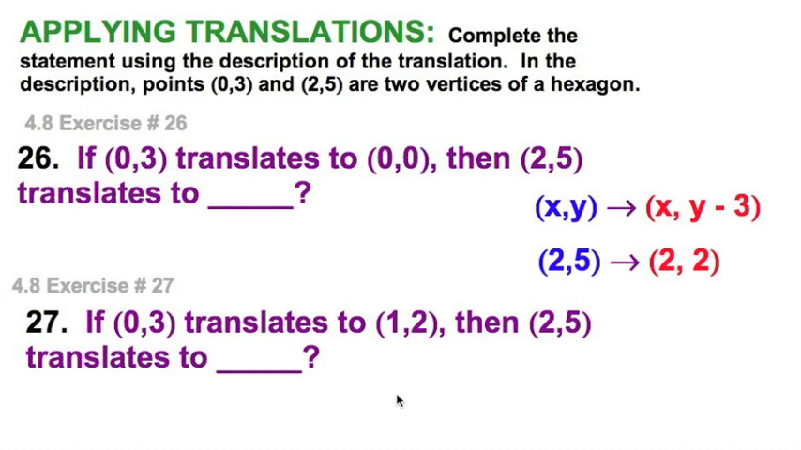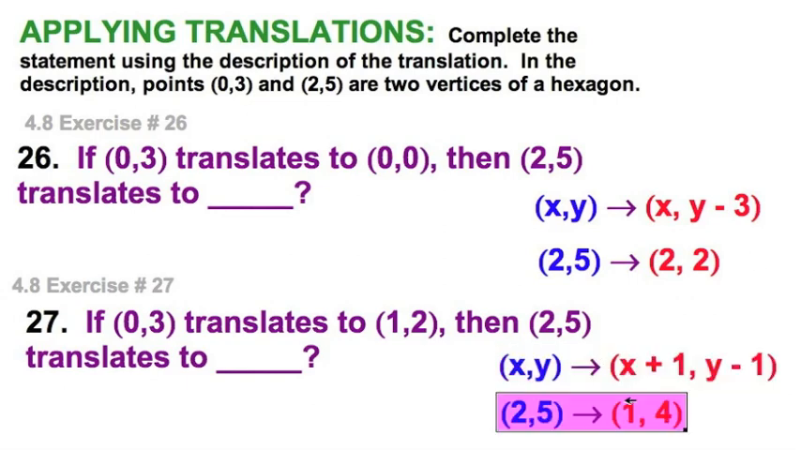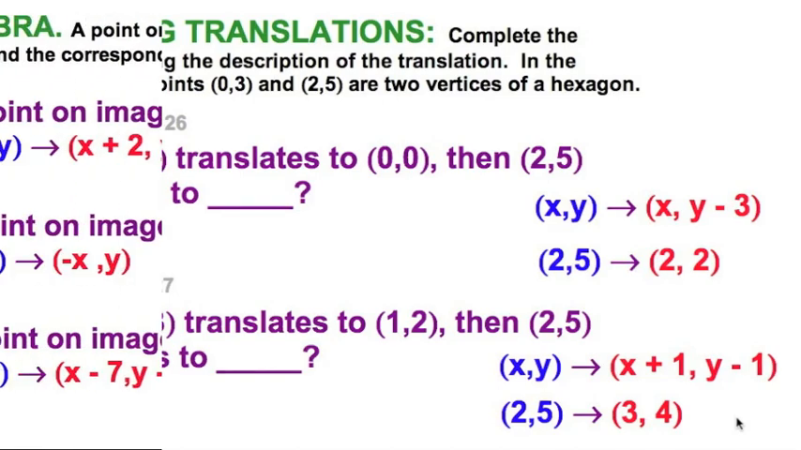Again, (0, 3) translates to (1, 2). It looks like the x is increasing by 1, and the y is decreasing by 1. And there you go. Hey, there's a typographical mistake. I would say 2 plus 1 would be 3, and 5 minus 1 is 4.